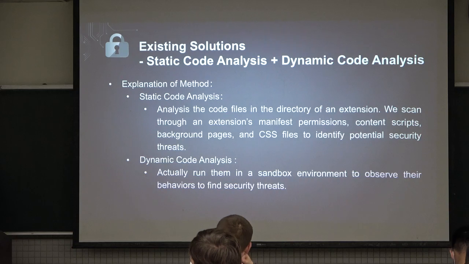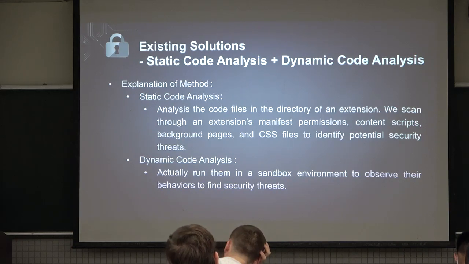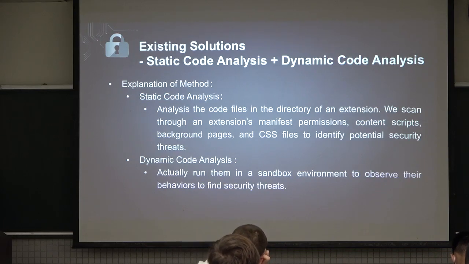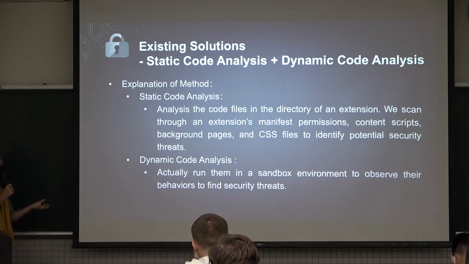Statistical analysis is that we scan through an extension's manifest permissions, content script, background page, and CSS file to identify potential security threats. In simple terms, it means that we scan through all the code files and find potential security threats. And dynamical analysis is that we actually run them in a sandbox environment to observe their behavior to find security threats. In simple terms, again, it just means we run the code and find security threats.